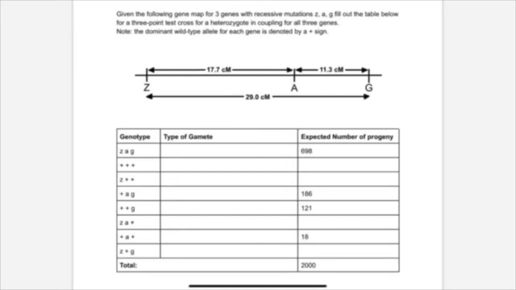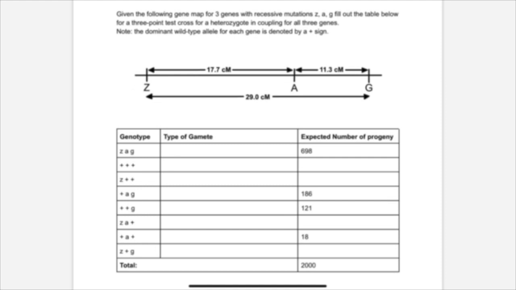Hi, so welcome to our little 3-point test cross practice question that we hope will help you study for your final exam. We're going to be applying some concepts that we learned in class and basically trying to do what we've been doing in class, but backwards. So instead of drawing out the gene map, we're given the gene map.